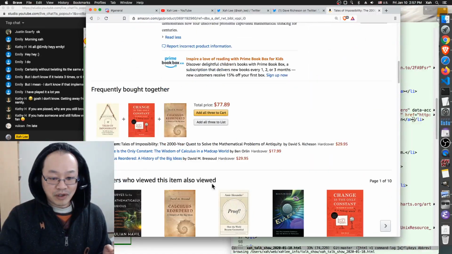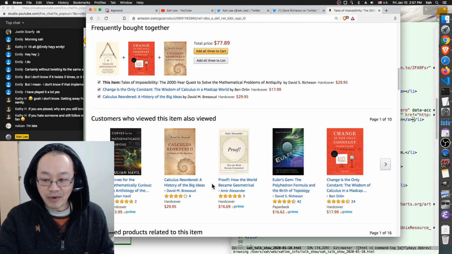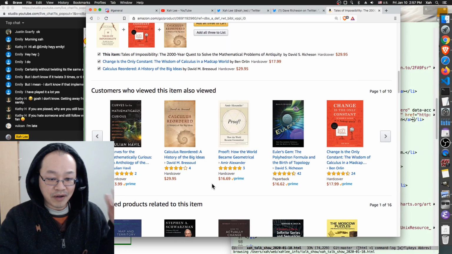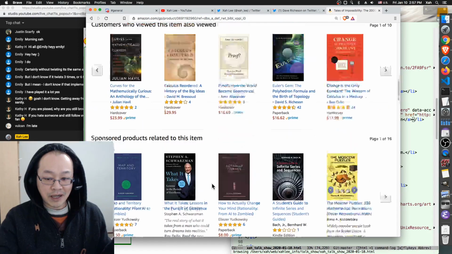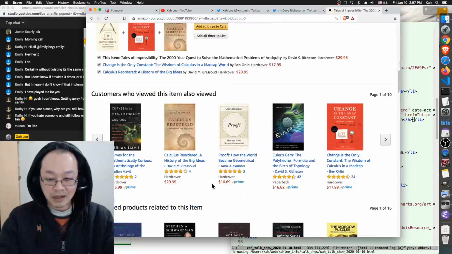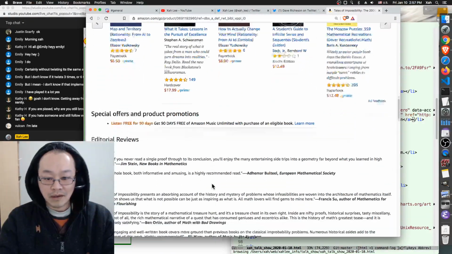Now I'm going to show you a few other books I've read. There are quite a few books on this, but there is another one I read. Let me show you. It's not here.